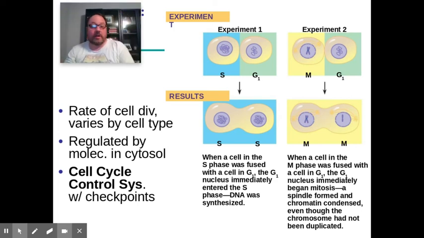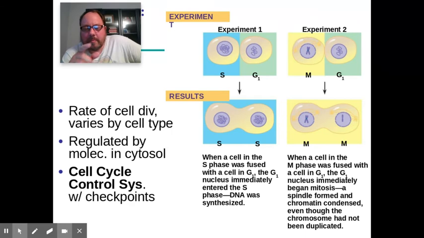So now that we are clear on sort of what happens during the cell cycle, now we're going to look at how you regulate this stuff. There are a couple of interesting experiments done with looking at cell division to help us understand a little bit about what's going on.